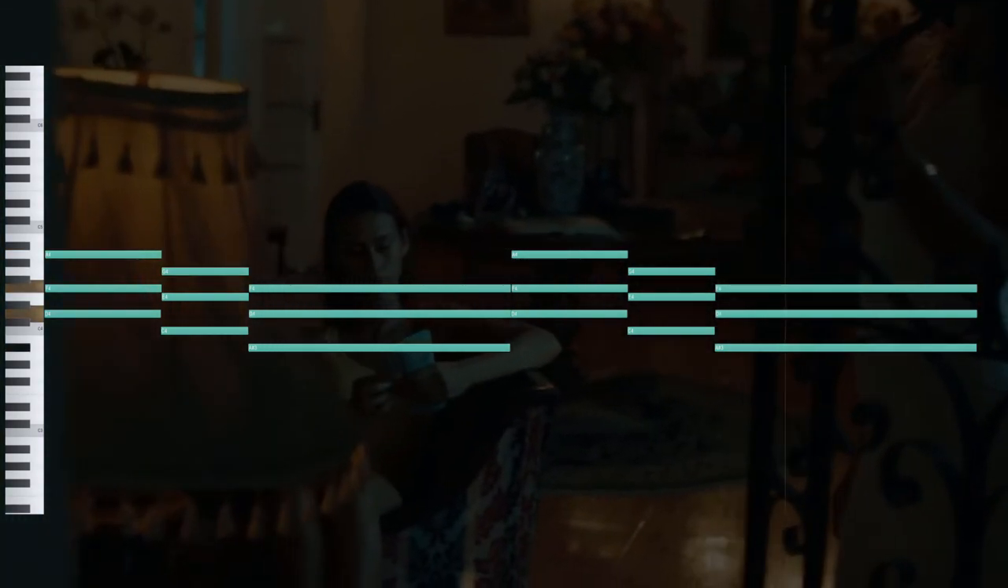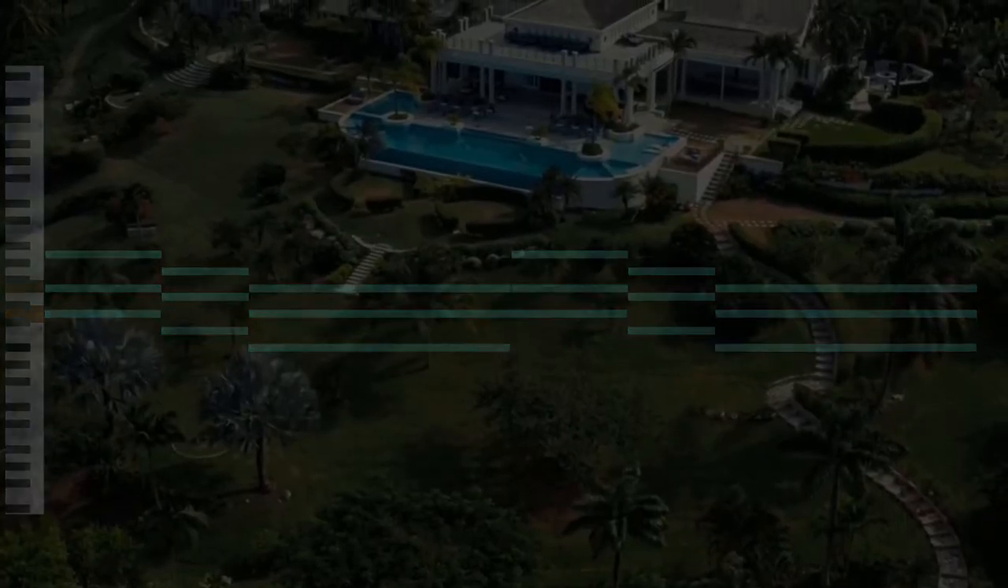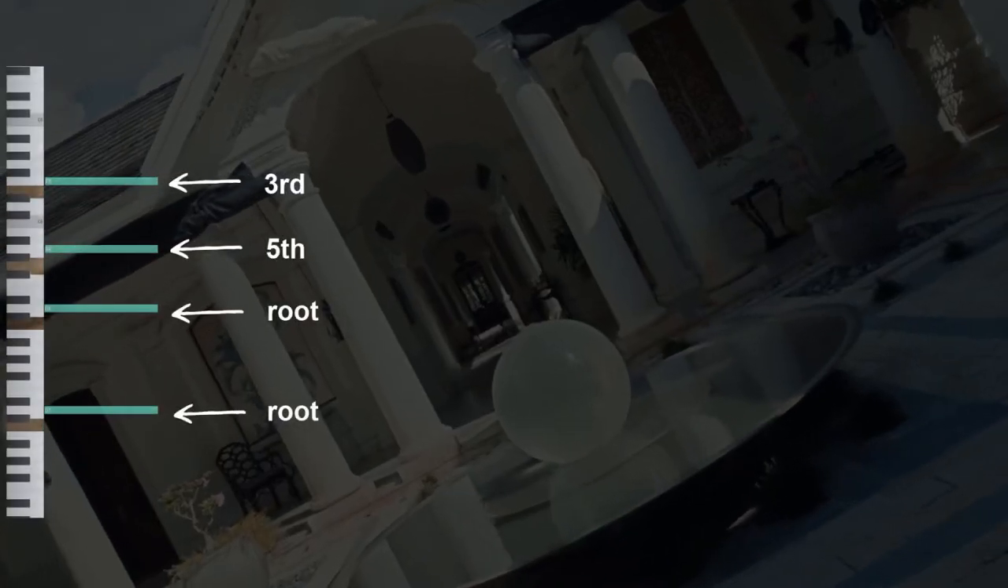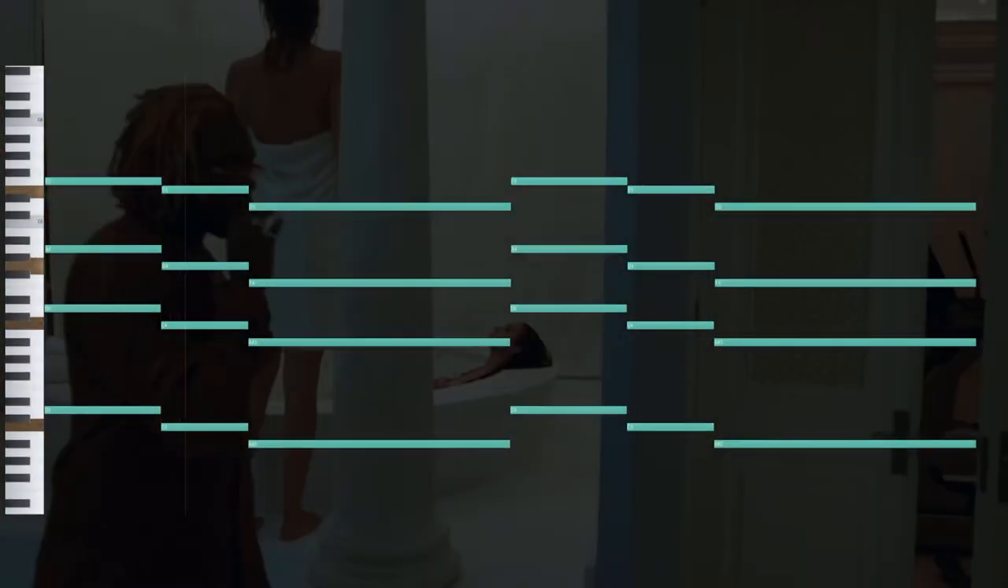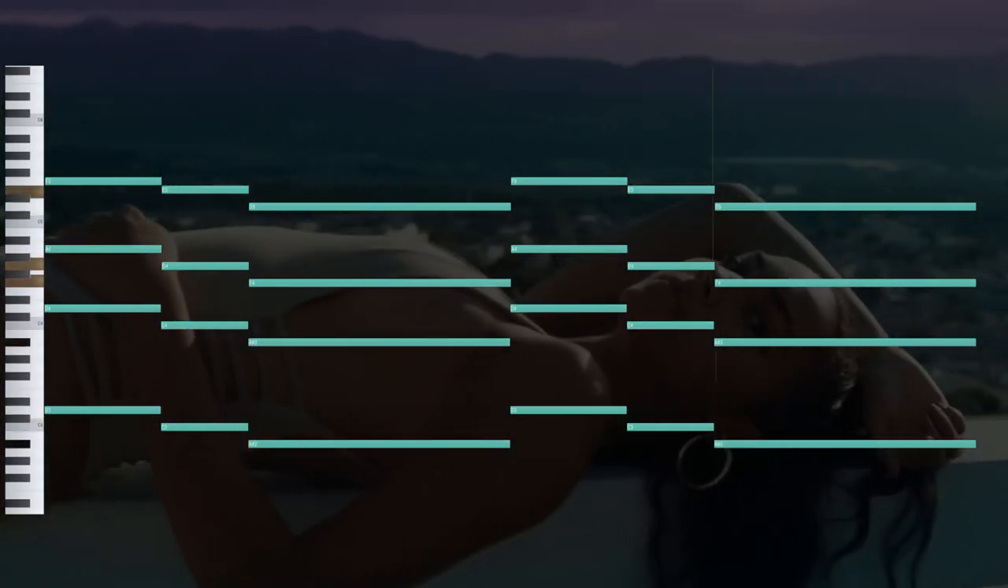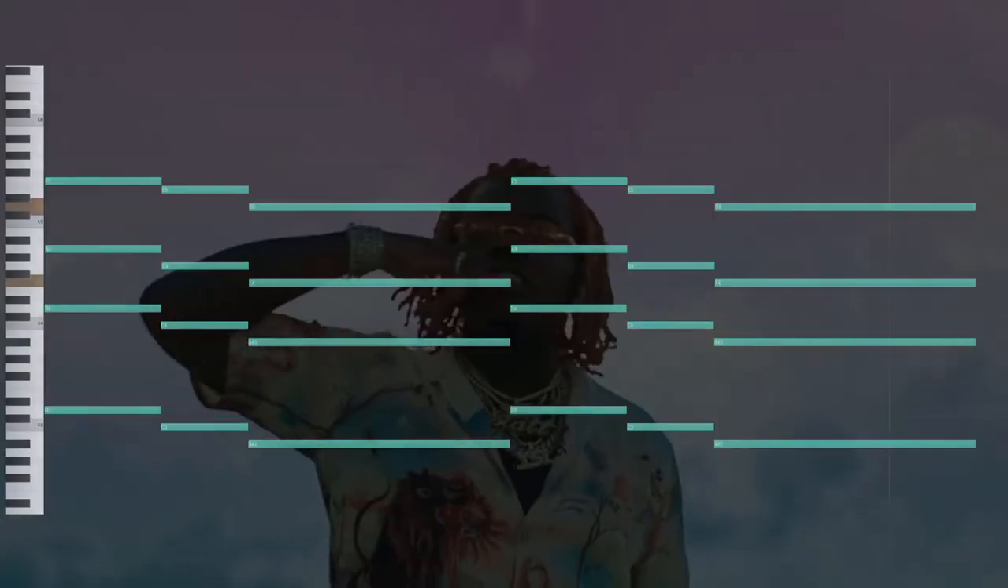Now that we have our chords, let's play with the octaves. I'm going to move the third up one octave and double the root note one octave lower, like this. This will make your chord progression sound much fuller. And now, like Private Island did, I'm going to add a few extra notes to make this less repetitive.